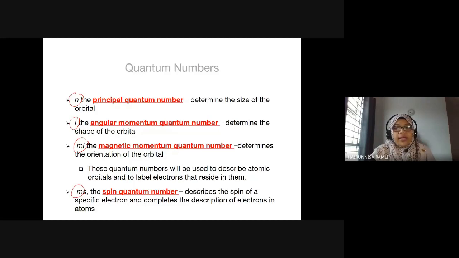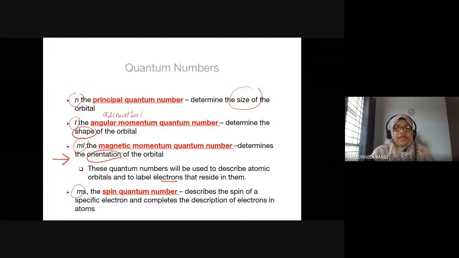So principal quantum number, n, will determine the size of orbital. Okay, l, angular momentum, sometimes ada certain book we call it as azimuthal. Saya tak sure mana datang nama ni lah. It determines the shape of the orbital. ml, magnetic quantum number, determines the orientation. And then ml is very important lah. So these quantum numbers will be used to describe atomic orbital and to label electron. Dia macam setiap elektron ada rumah dia. So rumah tu adalah ml. So ms, the spin quantum number, describes the spin of specific electron.